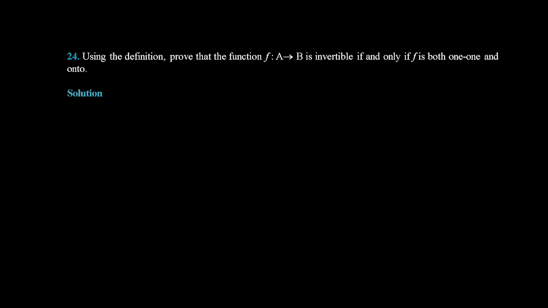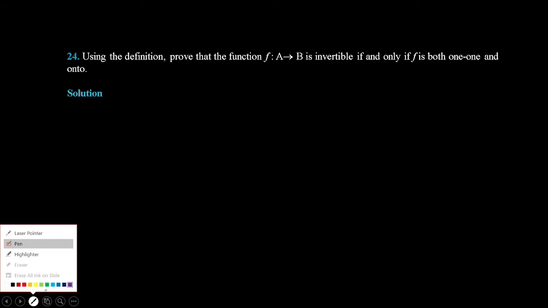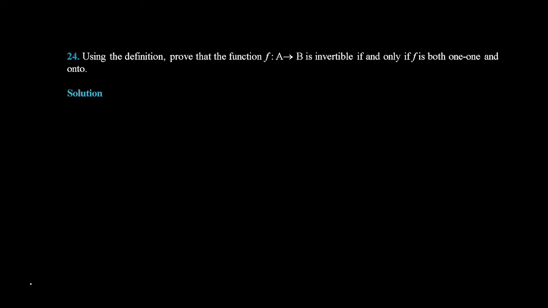Okay, so in the next question, using the definition, we have to prove that the function defined from A to B is invertible if and only if f is both 1-1 and onto function. So here we will be considering the reverse thing. Suppose I want to show function is invertible if it is 1-1 and onto. So first make a plan of what we have to do. Suppose this is my function from A to B.